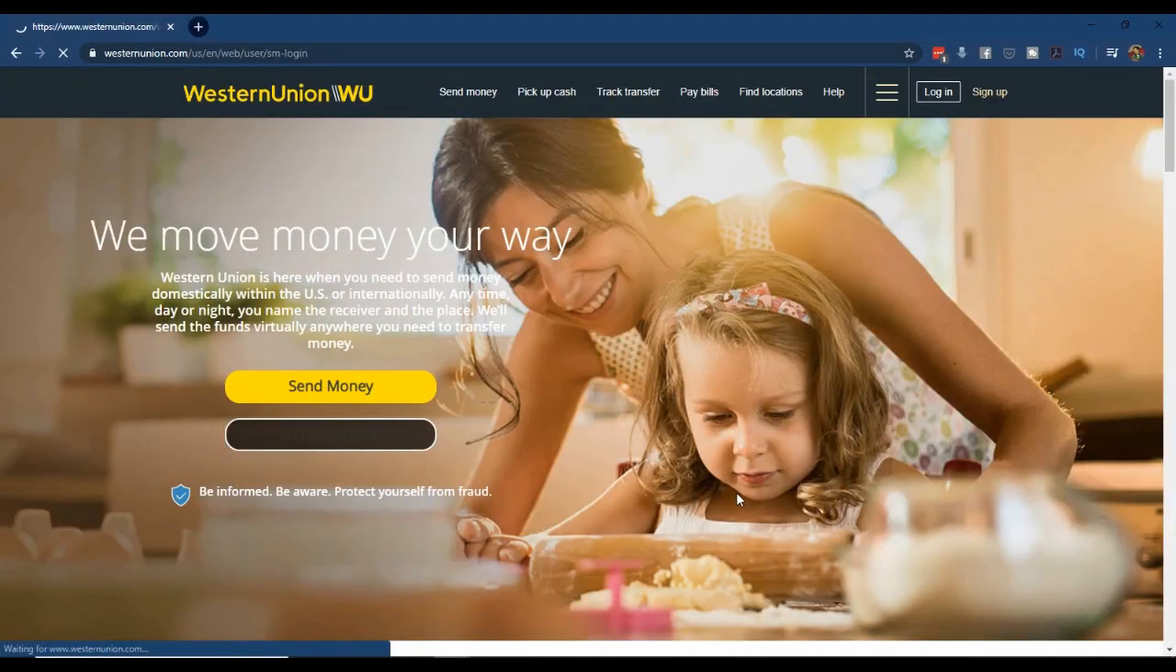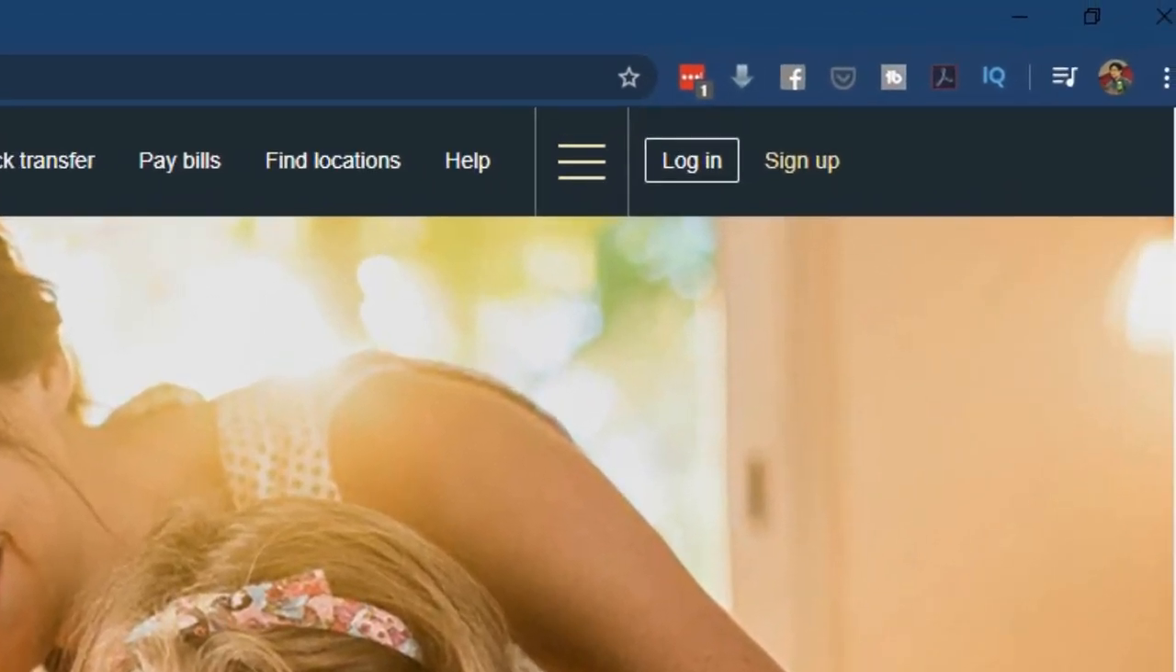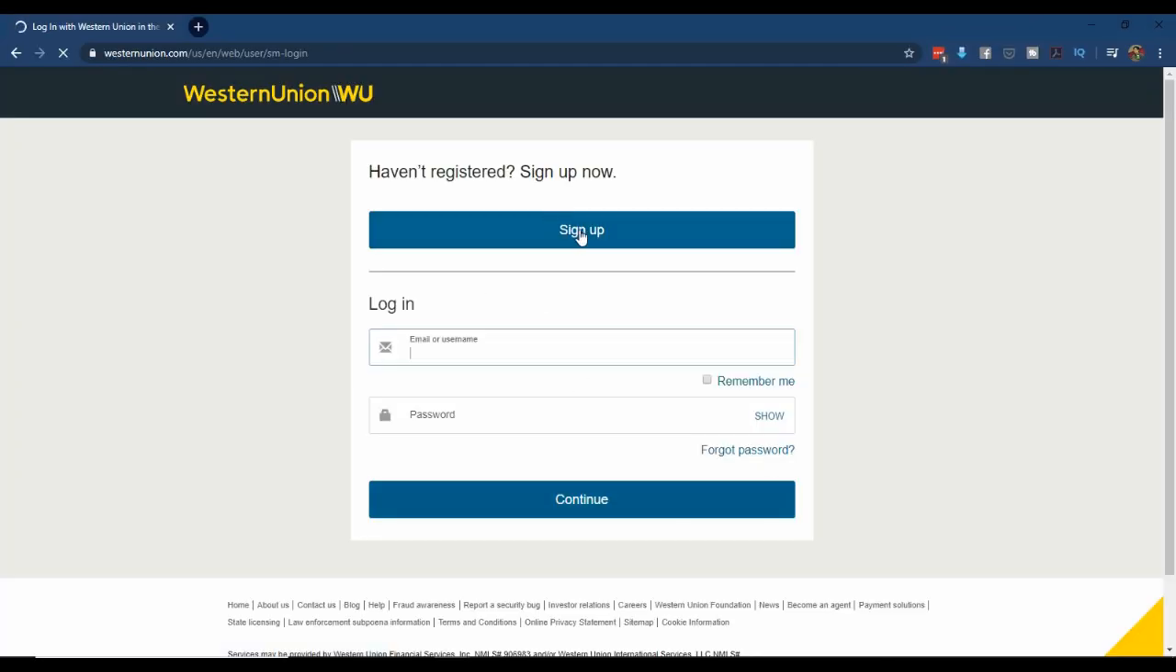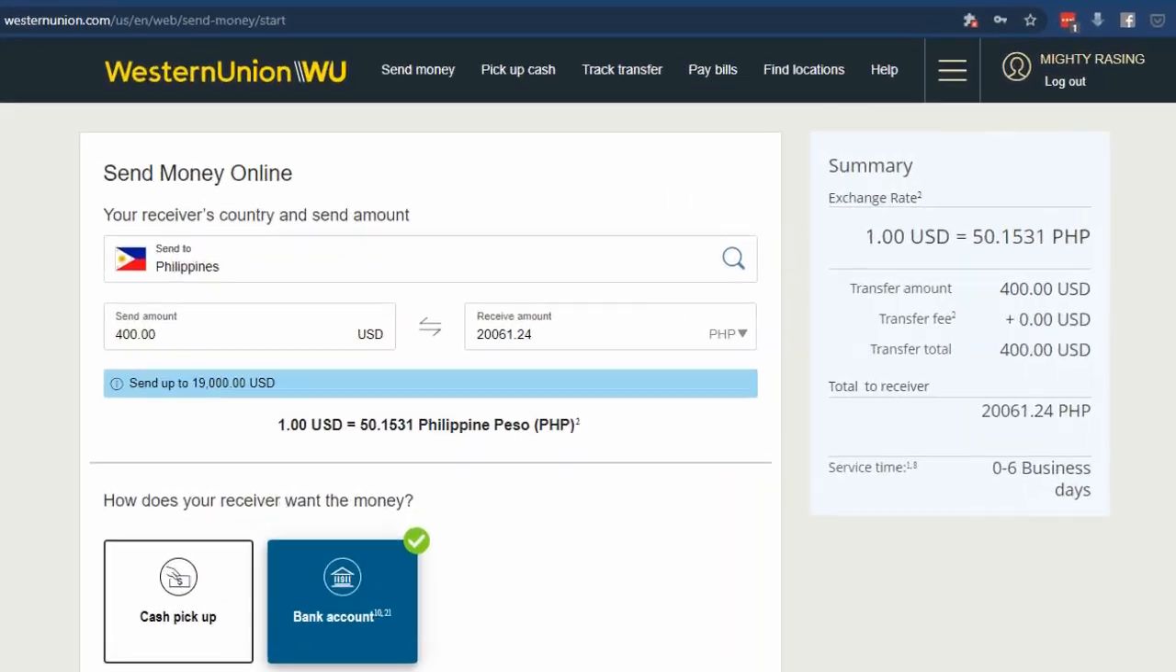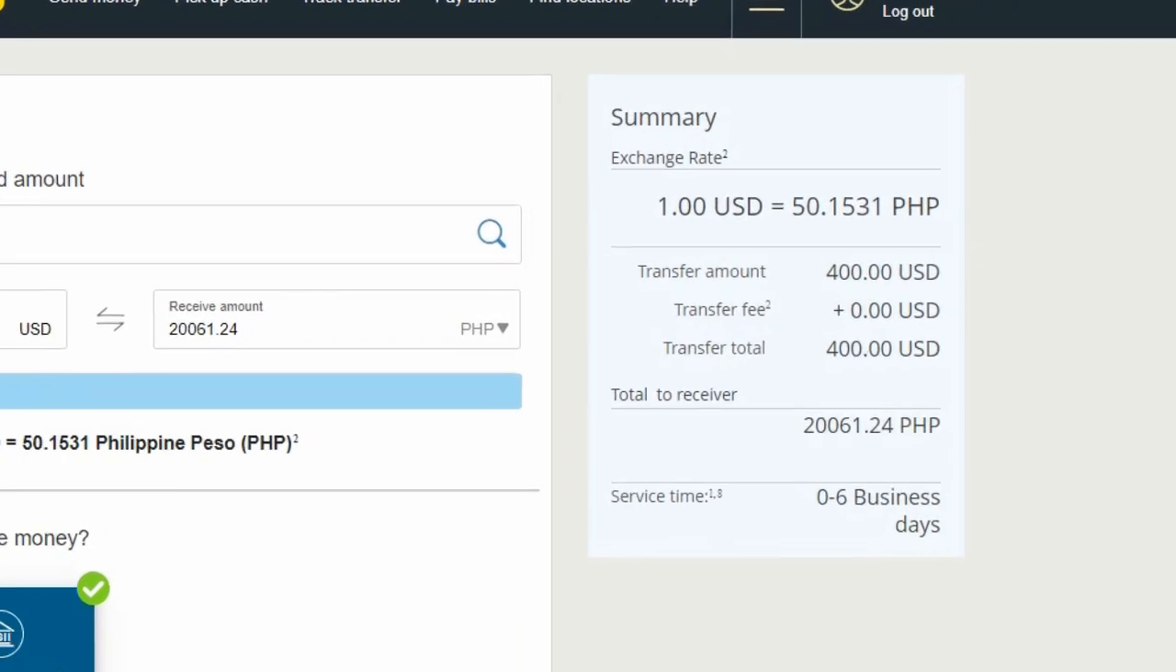It's easy to sign up for Western Union. Just go to westernunion.com, then click on sign up. Enter your name, your email address, and any other information they ask for. To start sending money, click send money. Choose the country of your recipient. Enter the amount you want to send. Western Union will then display their exchange rate.